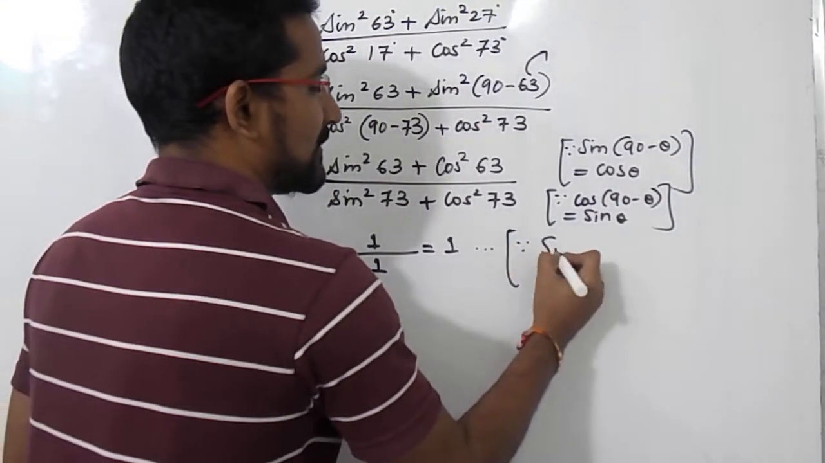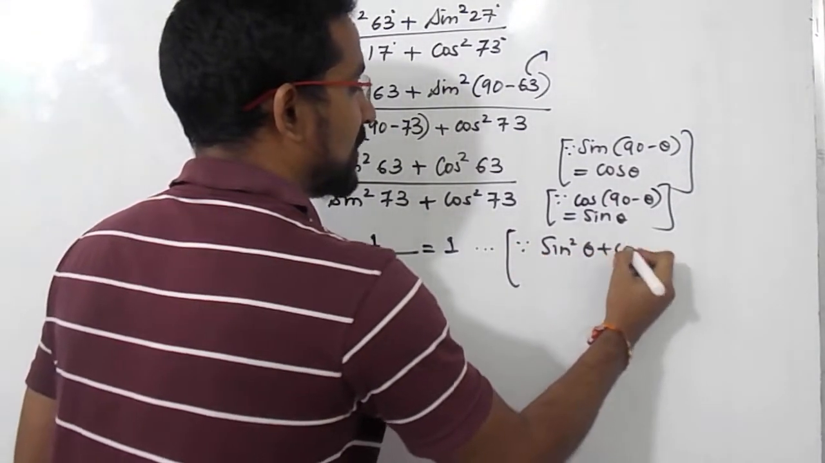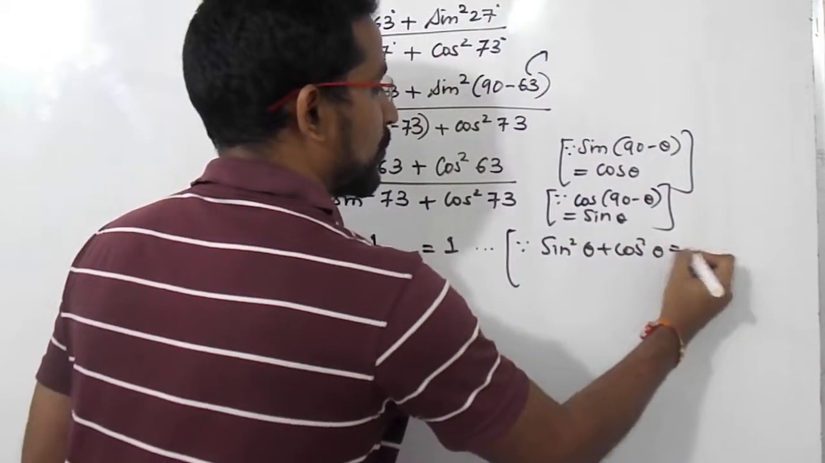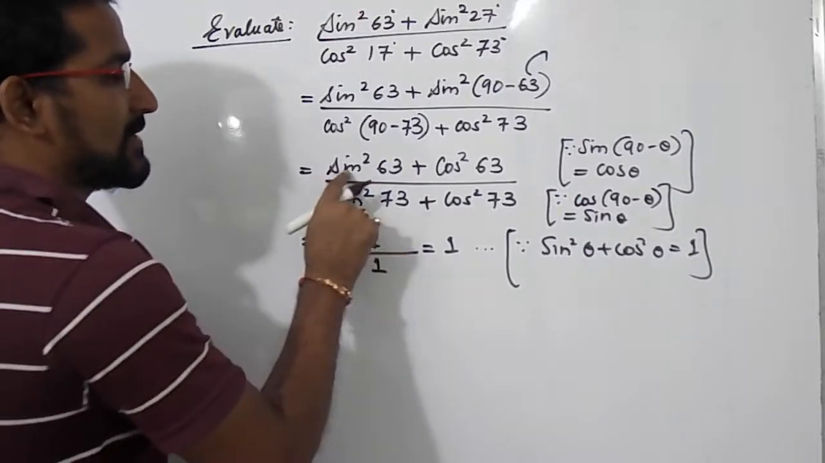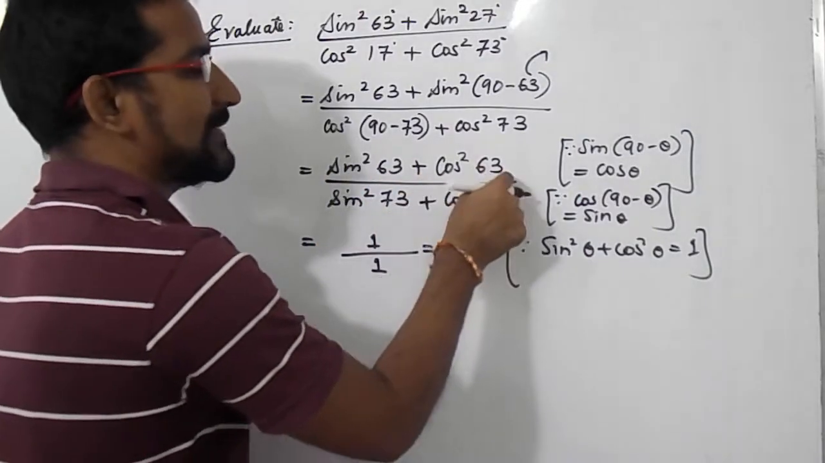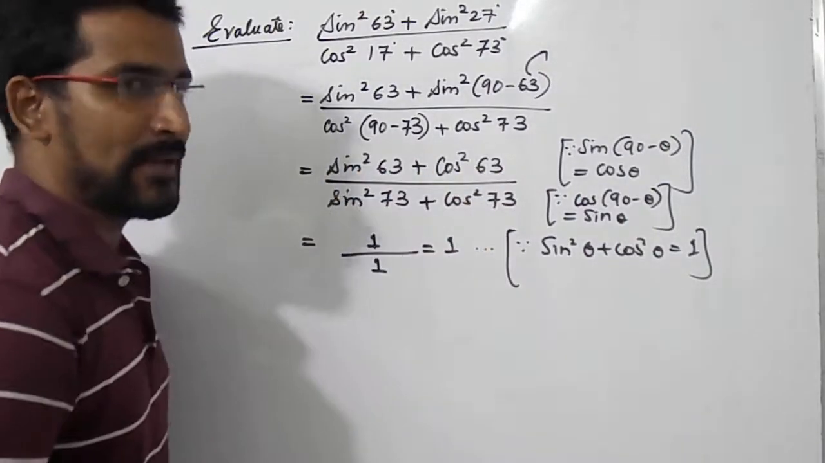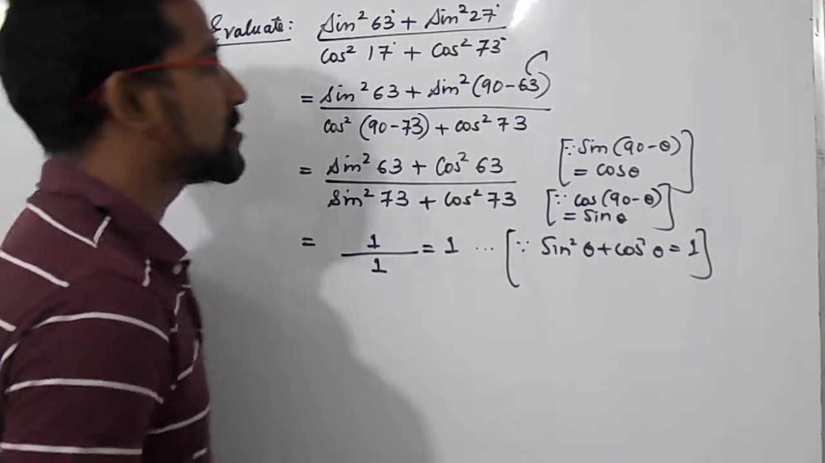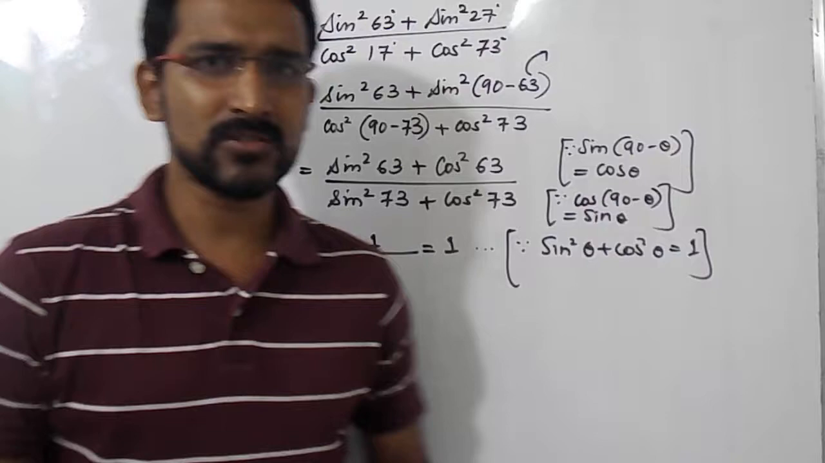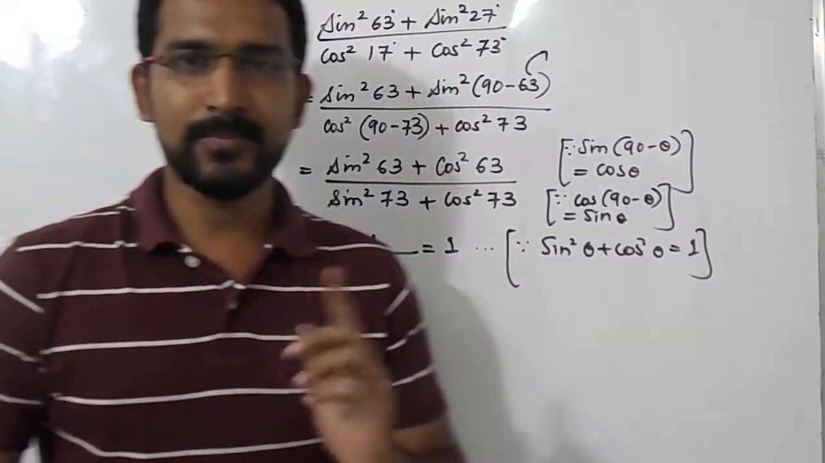Since we know that sin square theta plus cos square theta equals 1, the angle should be the same here, that is sin square 63 plus cos square 63. The theta should be the same, then only we can apply this identity. So the answer will be equal to 1. So this is question number 3, part 1.